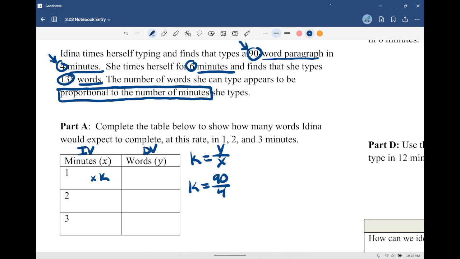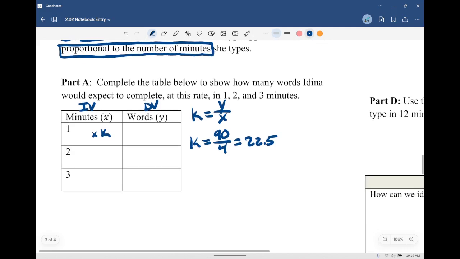Anybody with a calculator? 90 divided by 4. Raise your hand. What is it? NJ, very quick. 22.5. Now, the follow-up here, what are the units on this 22.5? This is 22.5 what?